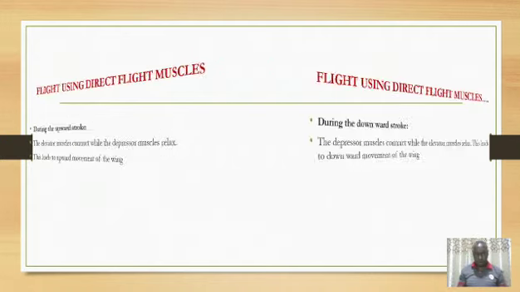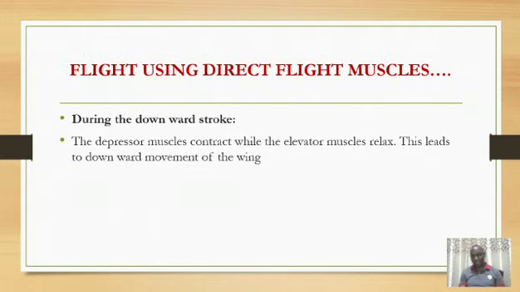During downstroke, it is simply the opposite. Downstroke, which muscle plays the biggest role to contract? Depressor. So the opposite, depressor muscles contract, elevator muscles now relax because they are antagonistic. This leads to downward movement of the wing.